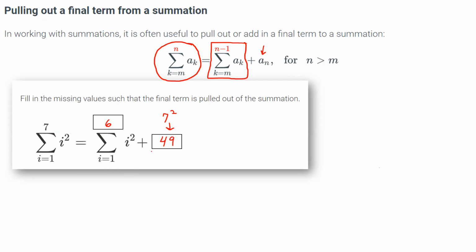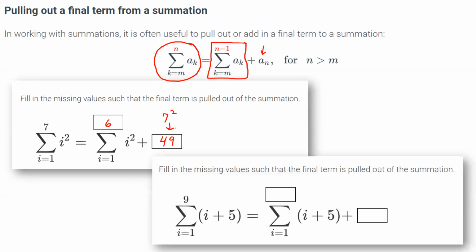So, if for some reason I would not want to write this as a summation going from 1 to 7, but would rather write it as a summation going from 1 to 6, then I could write it that way and then just tack on this extra 49, and those two expressions are equal. Okay, so I pulled out the final term, wrote it out here, the 49. We'll do another example here.